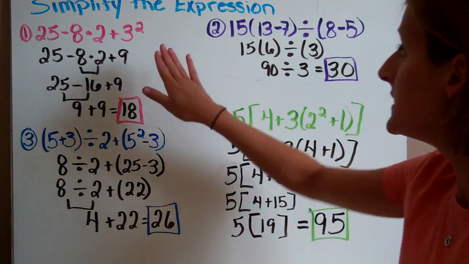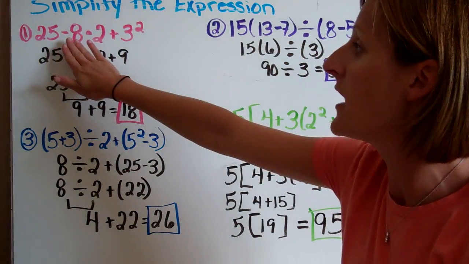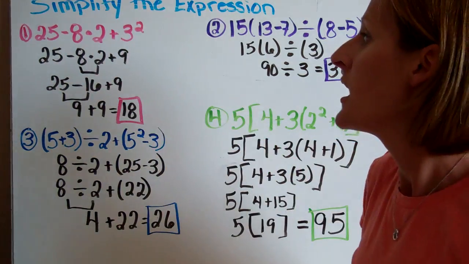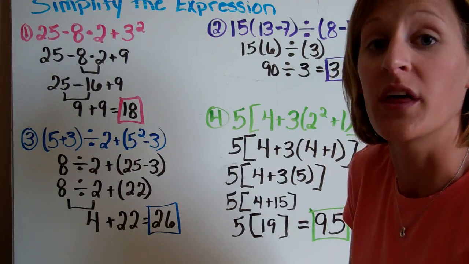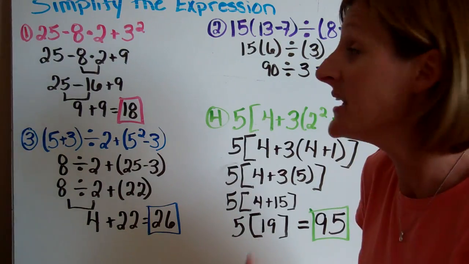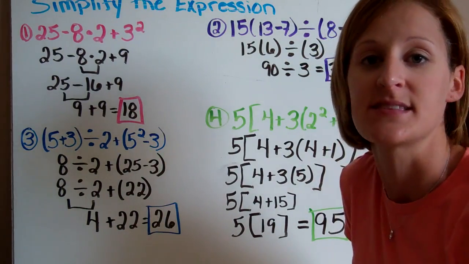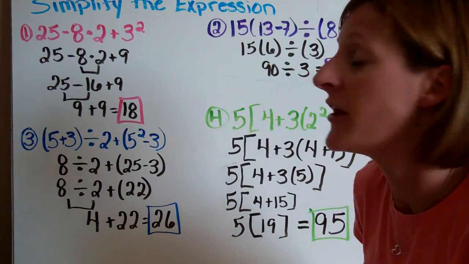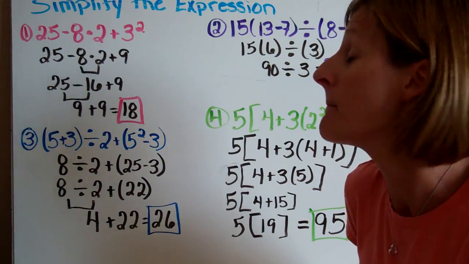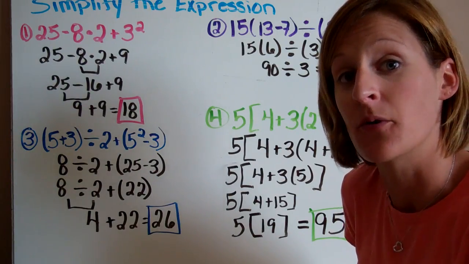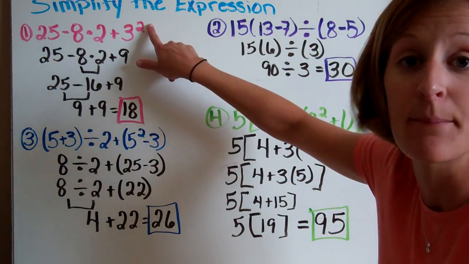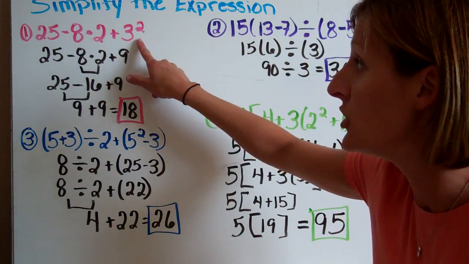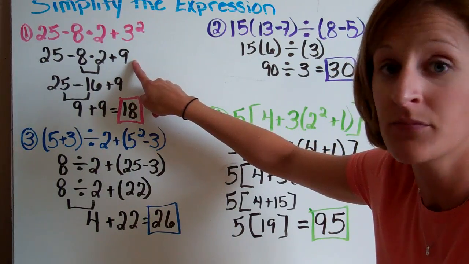So, in this first one, I have 25 minus 8 times 2 plus 3 squared. Now, I need to work with my PEMDAS. P is parentheses or grouping symbols. In this example, we have no grouping symbols. Therefore, we're done with that step. The next one is exponents, and I have 3 to the 2nd power. We need to do this first, and if you plug that in, you know 3 squared is 9.